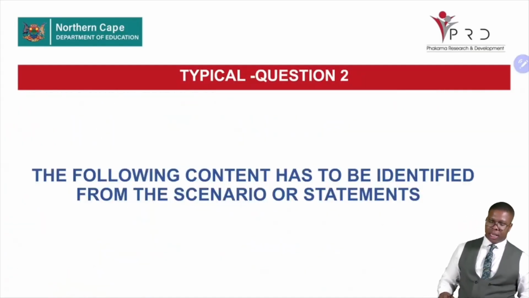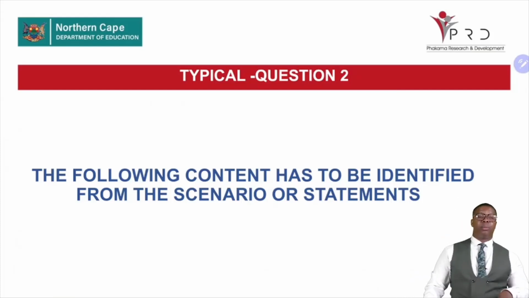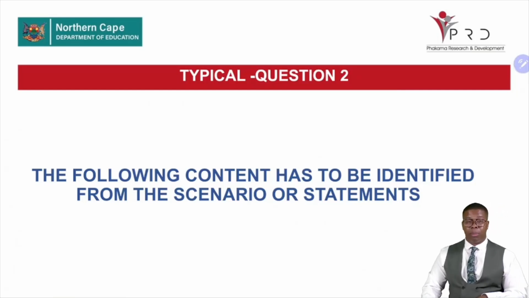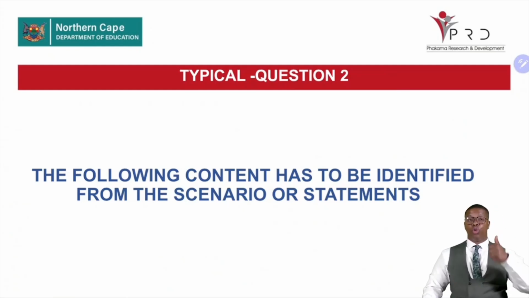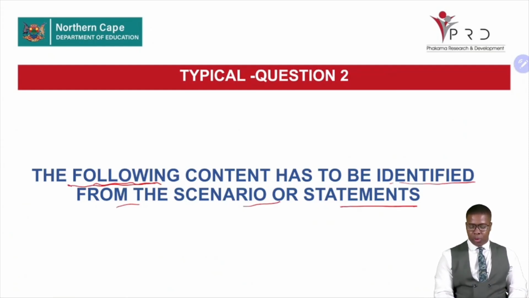Now, let us look into section B. Remember, we are talking about the business environment, meaning the focus will be on identifying from the scenario if we are talking about question 2, and we will also look into the content that you can think about or that you should know for quoting from the scenario. So as we start with question 2, typical questions on paper 1, this is to say the following content has to be identified from the scenario or statement.